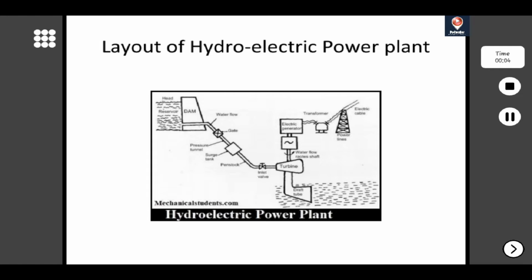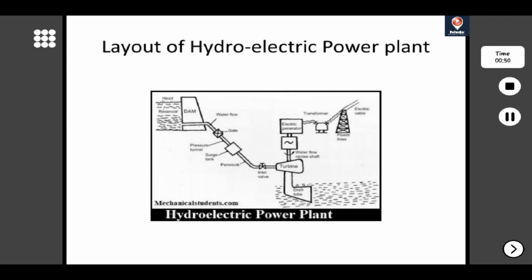Good morning. Today we are going to see about the layout of a hydroelectric power plant. We all know hydro means water. So the hydraulic energy of the water is converted into electrical energy using this hydroelectric power plant. To understand the hydroelectric power plant, we are going to see the construction, the working, the advantages, disadvantages and the application of hydroelectric power plant.